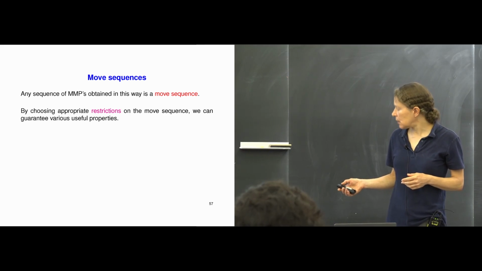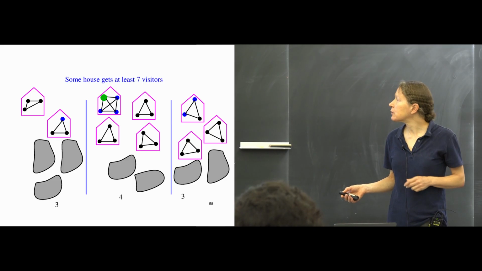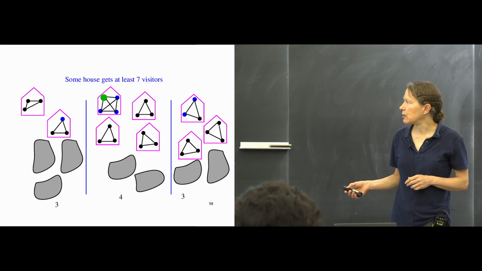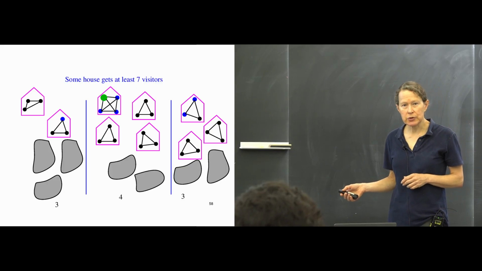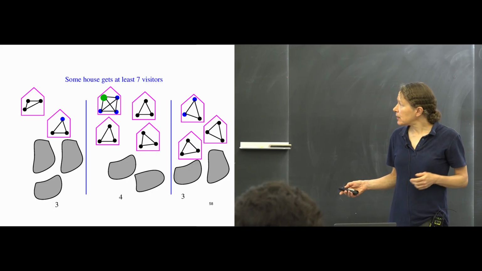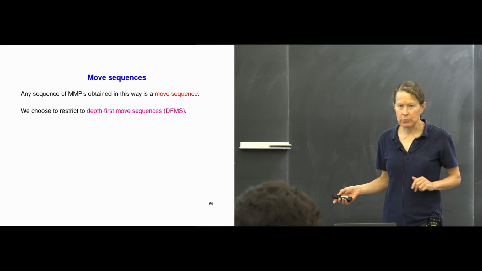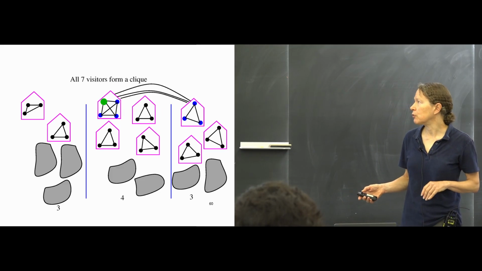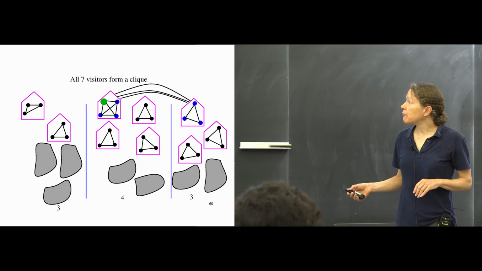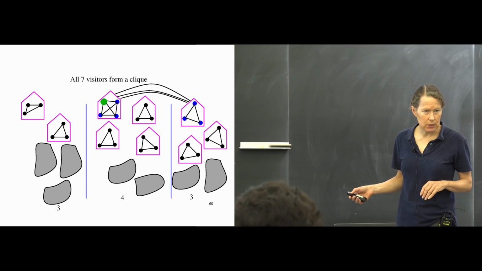With appropriate restrictions on this move sequence, we can guarantee various useful properties. The main one that we use in the proof is that, by a simple counting argument and an appropriate choice of move sequence, some house gets at least delta minus 3 visitors in this special type of move sequence. Because of our definition of this move sequence, which is a little too complicated to tell you, you end up finding out that all the visitors who ever visit this house stick together in a great big clique in the whole graph.